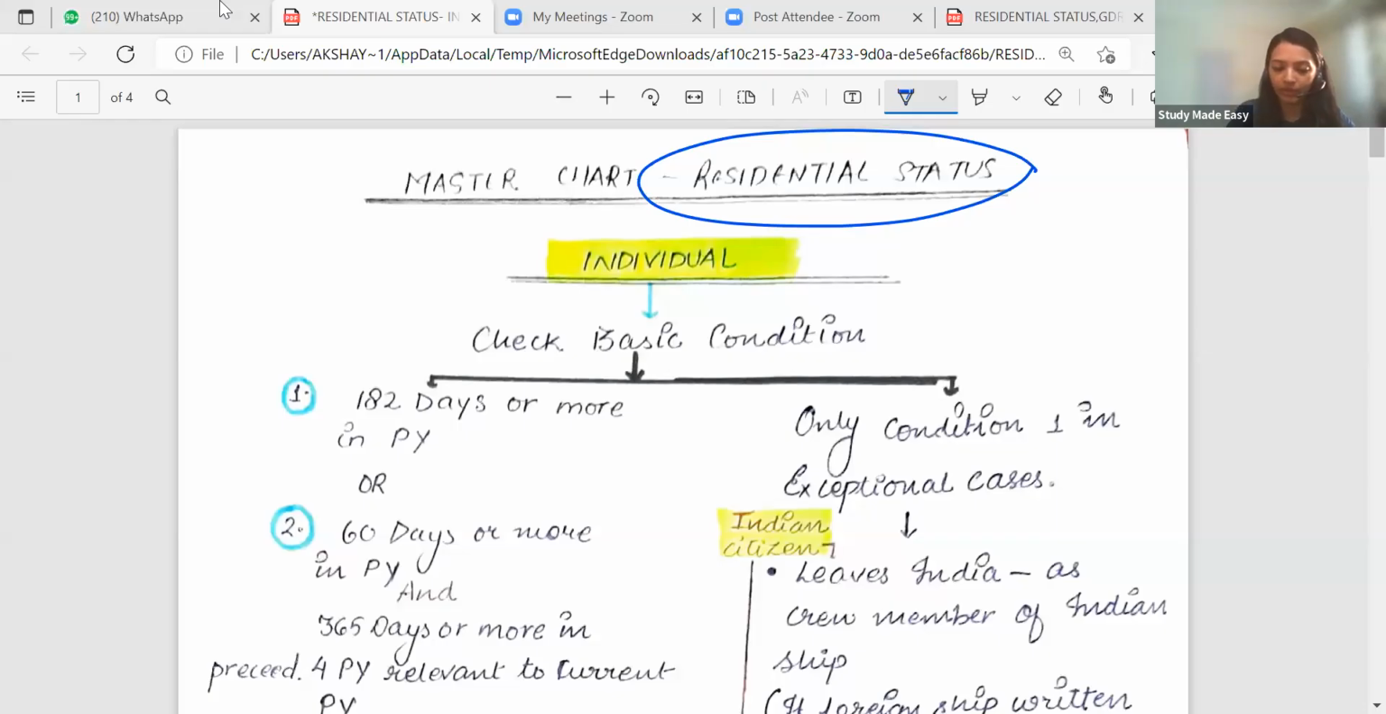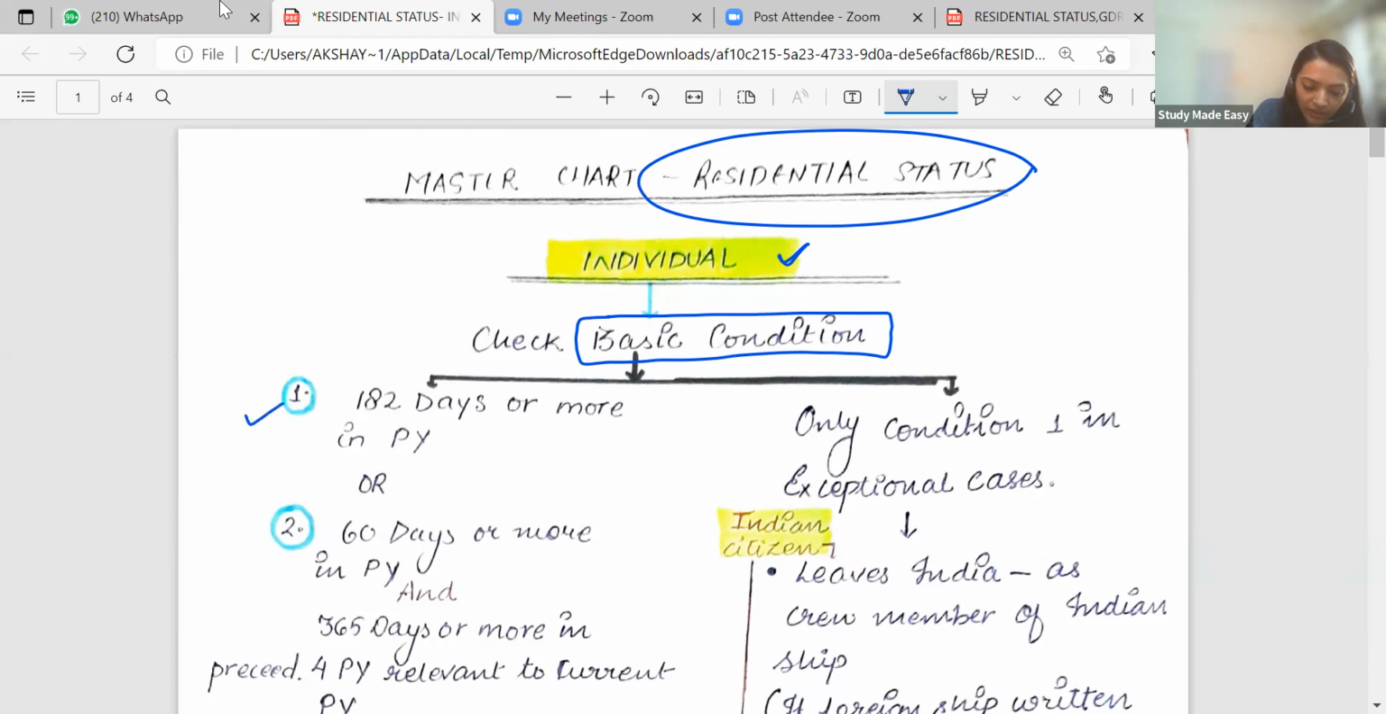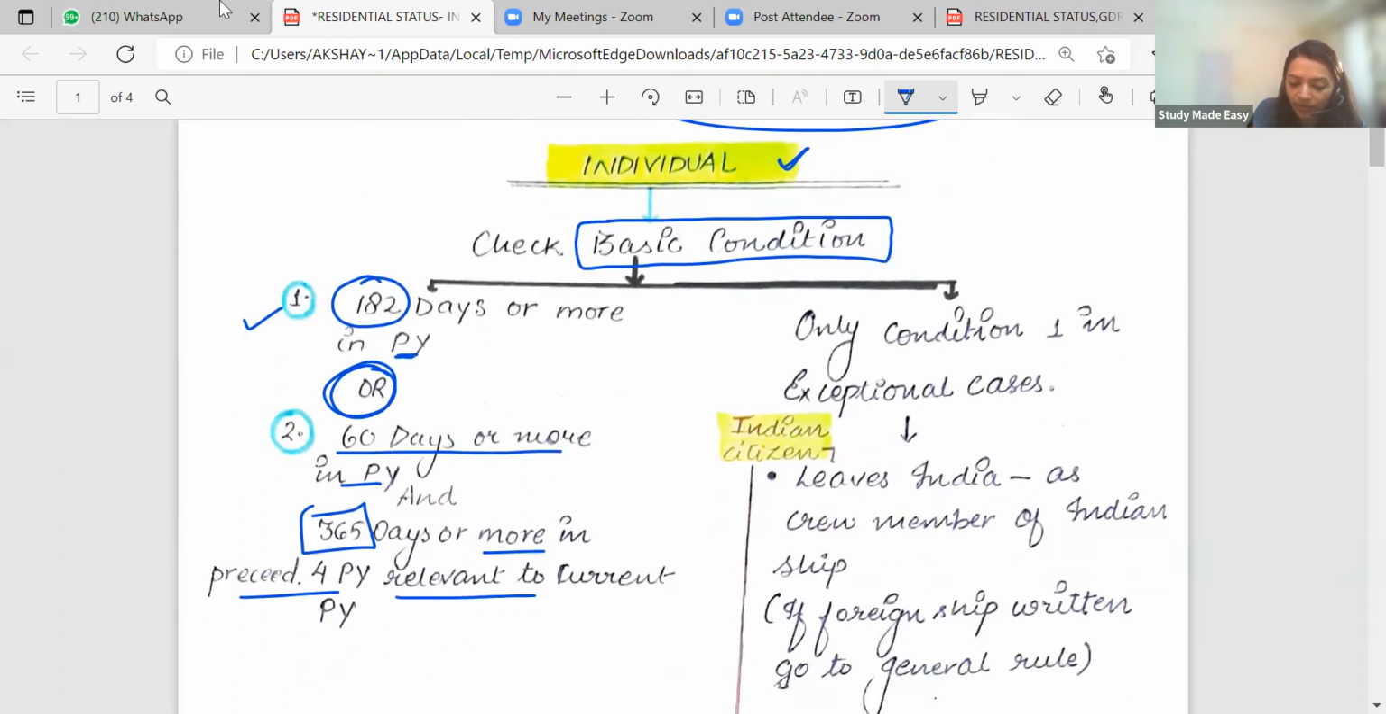Now, starting with a quick revision of the residential status of an individual. When I talk about an individual, be very specific here. I have to check certain basic conditions. Condition number 1: he should stay in India for 182 days or more in the previous year, or 60 days or more in the previous year and 365 days or more in the 4 previous years preceding the current previous year. This we have to check.